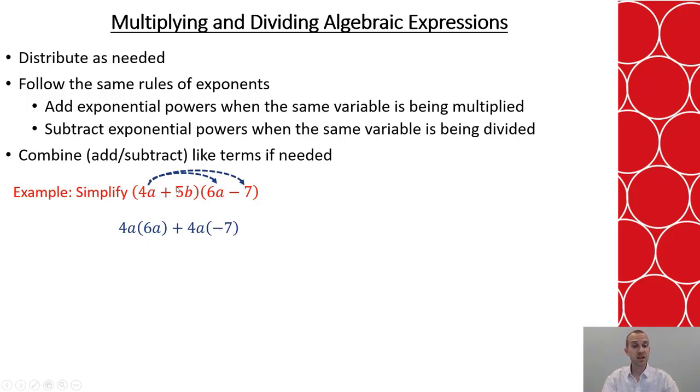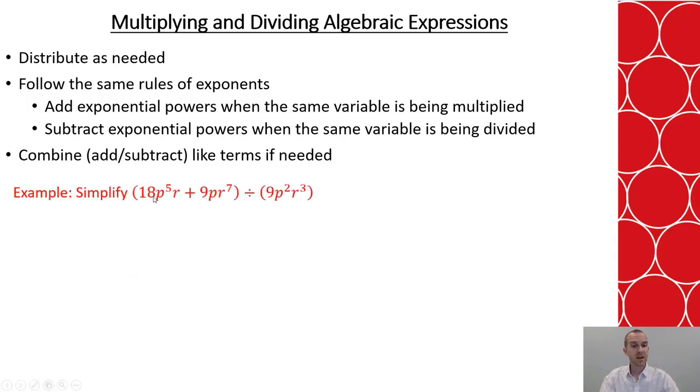Now I need to do the same thing with the plus 5b. So I'm going to distribute the 5b to both terms. So this is plus 5b times 6a and plus 5b times negative 7. Now I'm going to simplify each term, and I've got 24a squared minus 28a plus 30ab minus 35b. And nothing there can then be combined because there are no more identical terms.